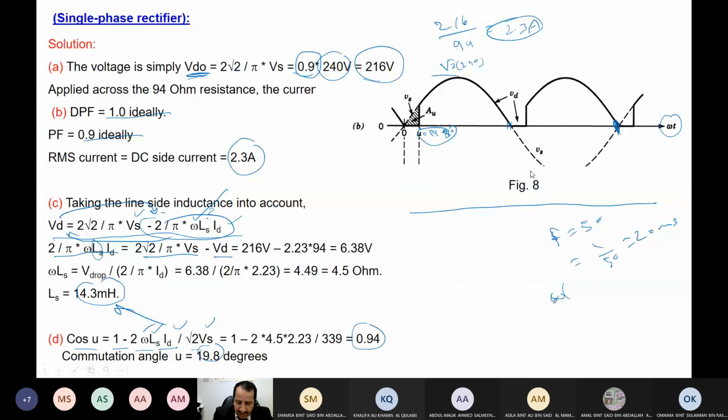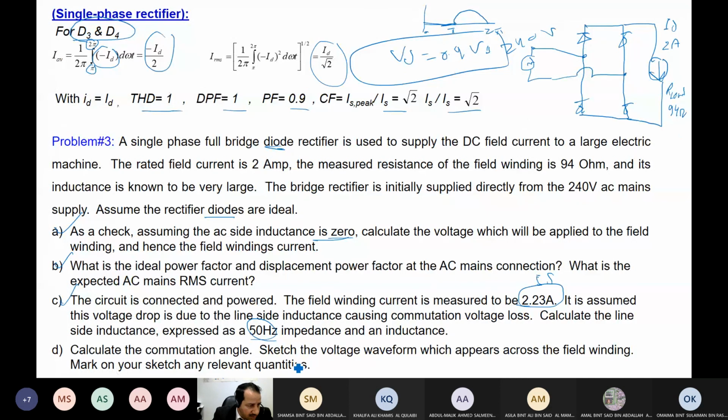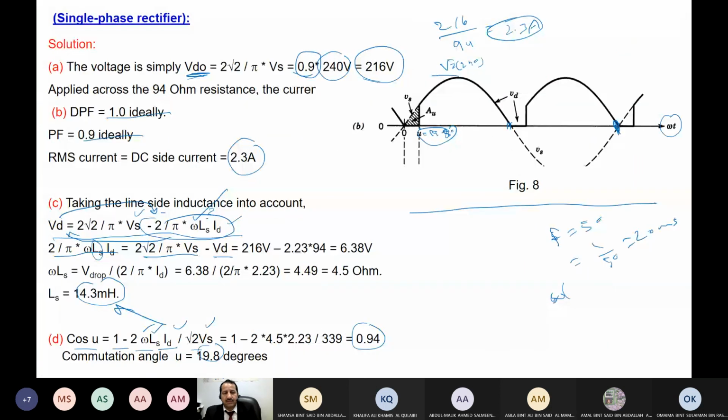What else? Let me go back. He asked me about the voltage, only the voltage. So this is the voltage. I calculate everything here, but with numbers. I sketch it, but with numbers.